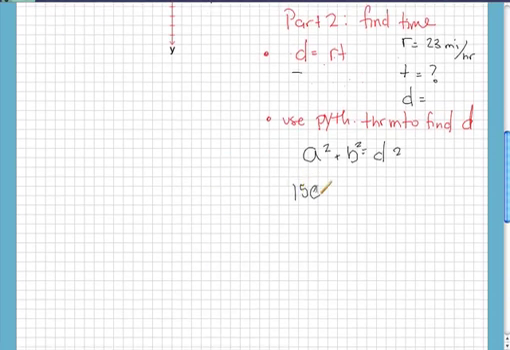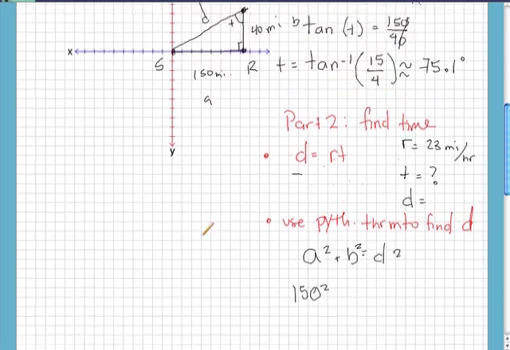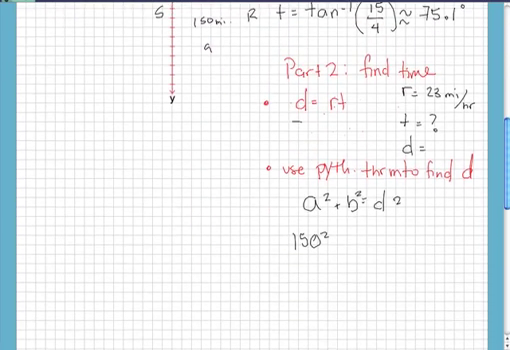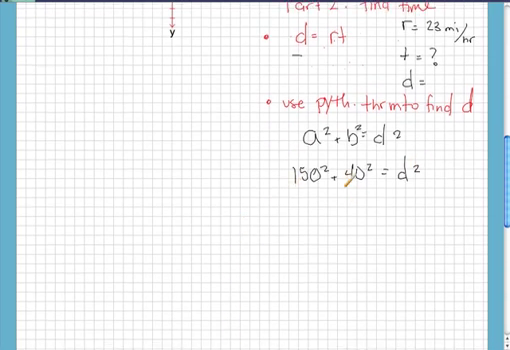We know the length of side A. Let's go ahead and put that in there. That's 150 squared. We know the length of side B, that would be 40 miles, so we'll put 40 squared in there. That's going to help us figure out side D. Let's go ahead and simplify this side. If you plug 150 squared plus 40 squared into your calculator, you should get 24,100, and that's equal to d squared.